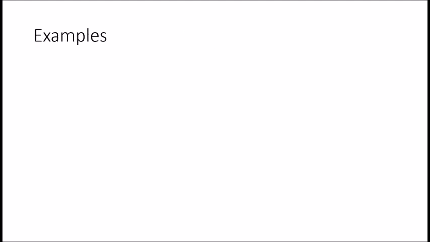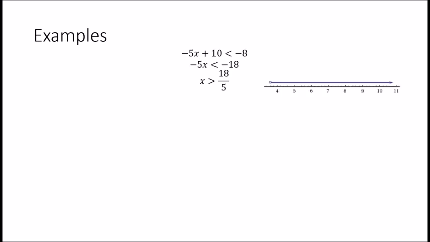So just to do an example here, if we have negative 5x plus 10 is less than negative 8, we subtract 10 from both sides, and then we divide both sides by negative 5, and notice that the direction of the inequality also flips. We can graph the solution here on the real number line. Notice that x is greater than 18/5 but does not include 18/5, and we indicate that on the line by using an open circle. That circle would be filled in if this were x greater than or equal to 18/5.